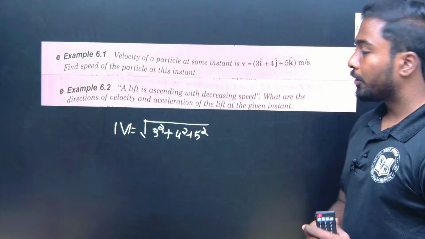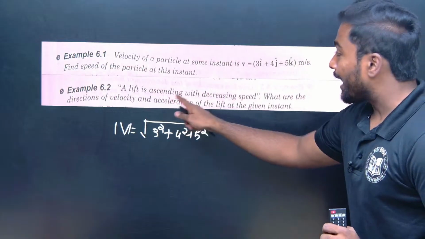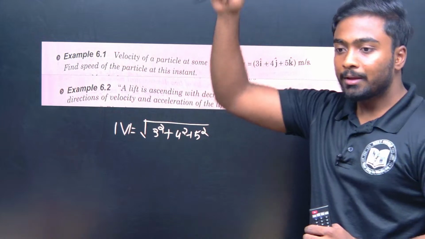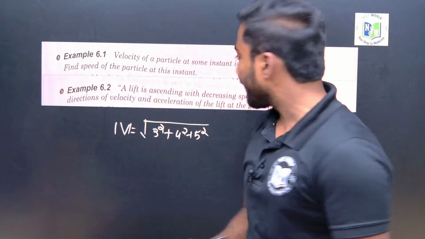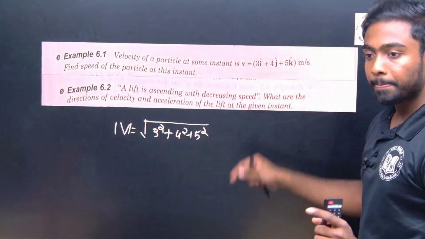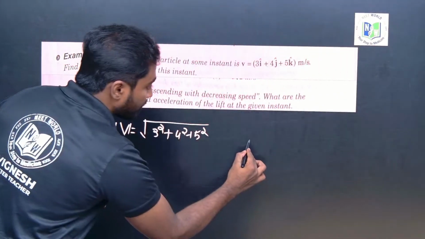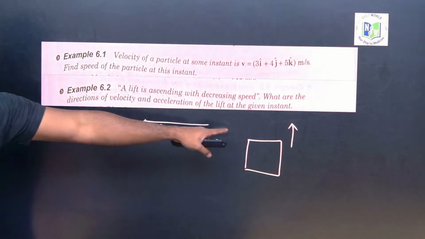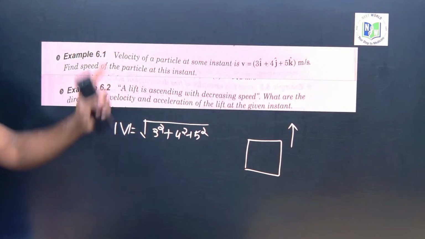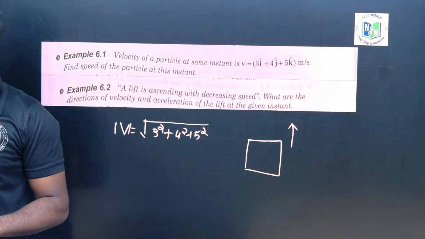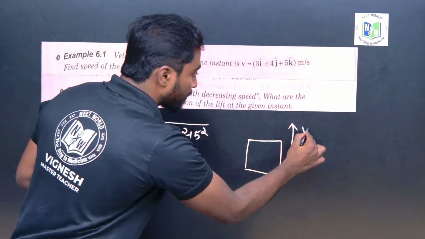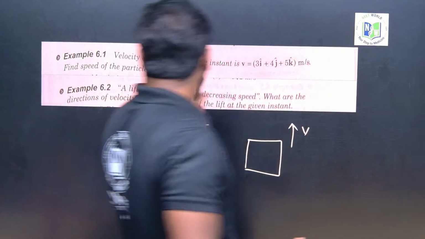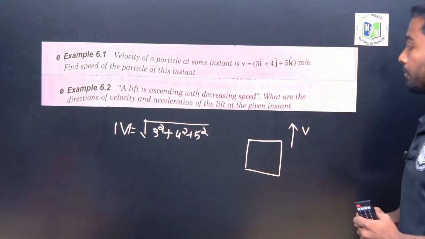And example 2, listen carefully. A lift is ascending. Ascending means going up, descending means coming down, right? With decreasing speed. The thing is, there is a lift going upward. Going upward means velocity is towards up. That's the direction of the velocity. If I am going up, velocity also will be towards up. So this is my velocity. And decreasing speed, so what are the directions of velocity and acceleration of the lift?